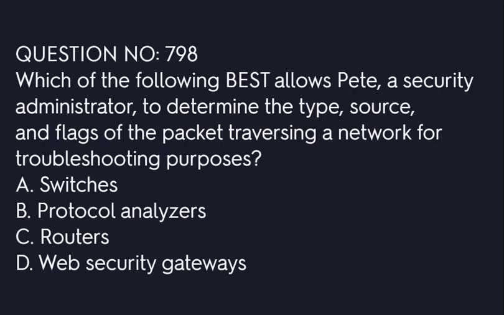Question number 798. Which of the following best allows Pete, a security administrator, to determine the type, source, and flags of the packet traversing a network for troubleshooting purposes? A. Switches. B. Protocol analyzers. C. Routers. D. Web security gateways. B.